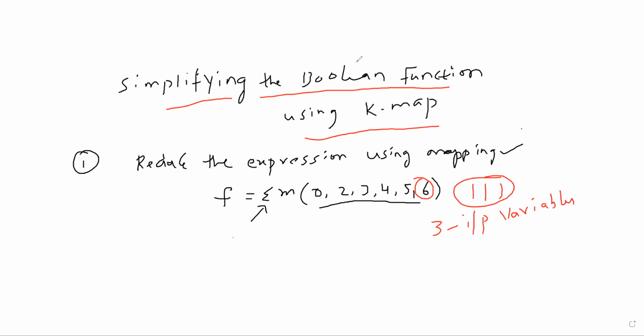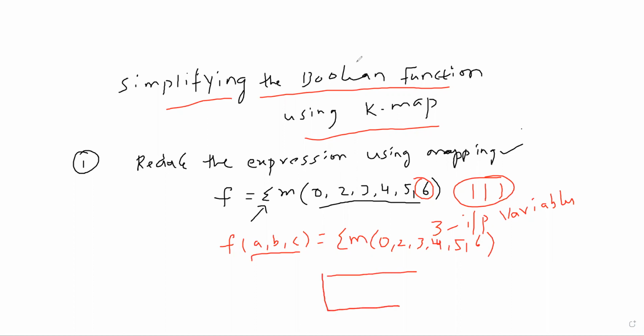That means f of a, b, c is equal to summation m of 0, 2, 3, 4, 5, 6. This is the given Boolean function. Now since we are having 3 input variables, we have to use a 3 variable K-map. That means I require 8 cells here.